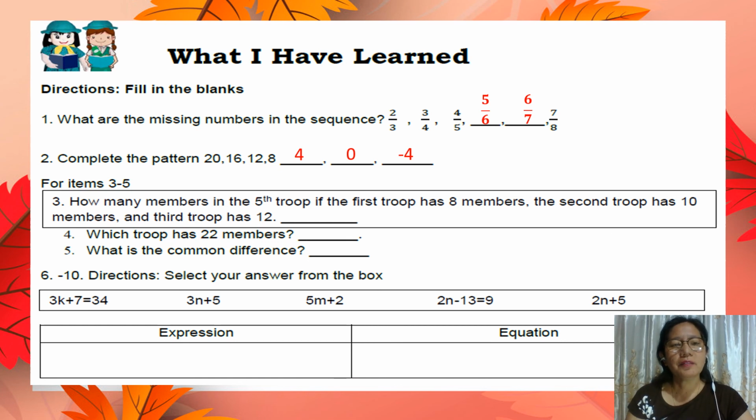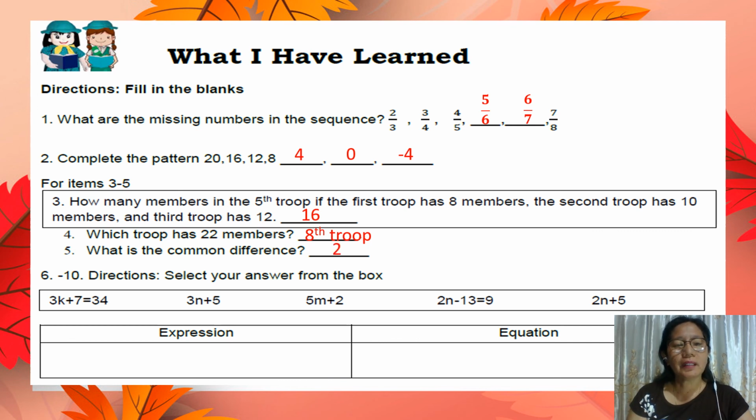Number 3, how many members in the fifth troop? If the first troop has 8 members, the second troop has 10 members, and third troop has 12. So fourth troop, since it has a difference of 2, that is 14, so the fifth troop is 16. Which troop has 22 members? So since fifth troop is 16, sixth is 18, seventh is 20, so 22 is 8th troop. What is the common difference? So as I've said, it is 2.